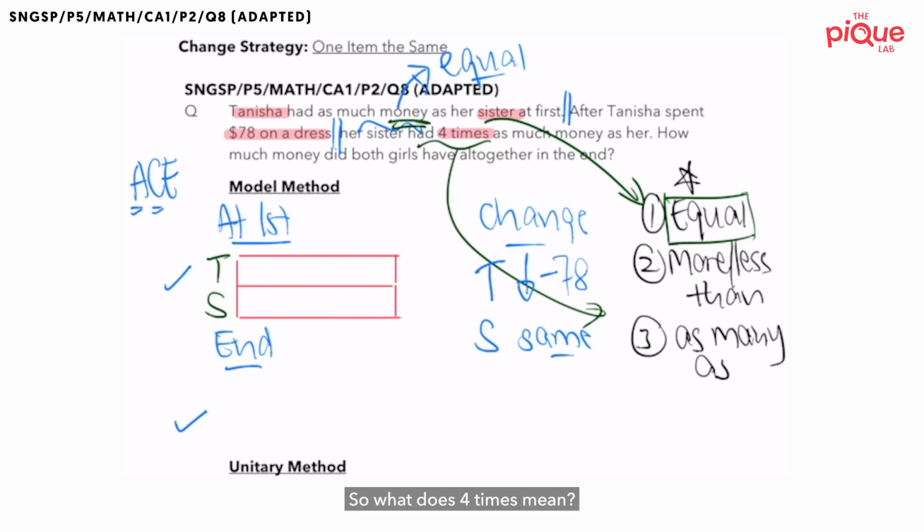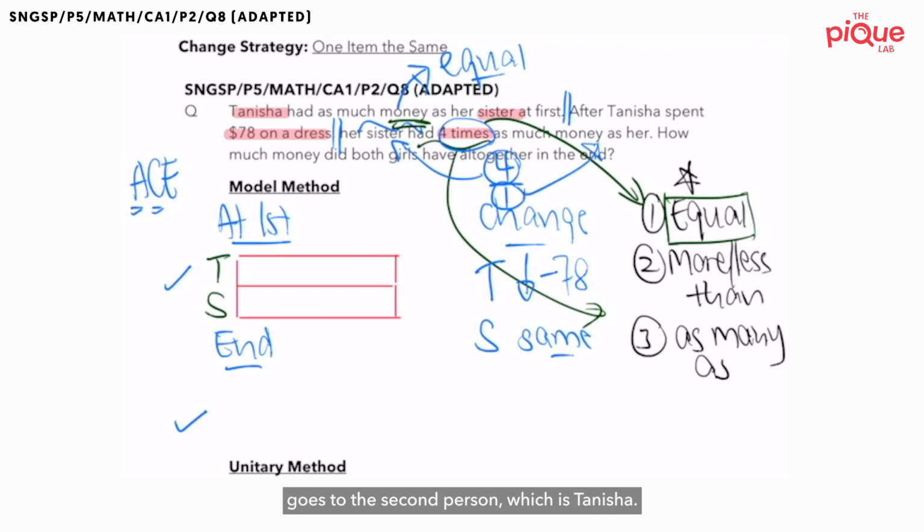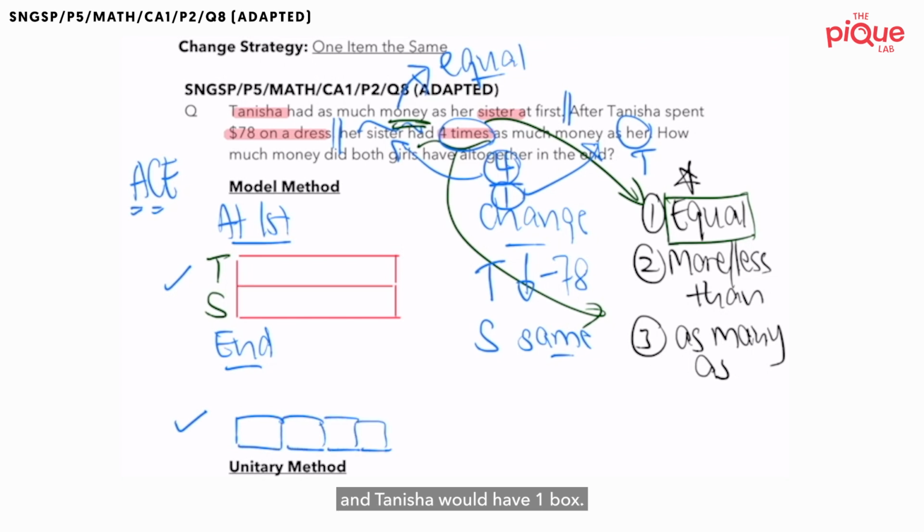So what does 4 times mean? 4 times, if we convert this to a fraction, it means 4 over 1. So the first number on top, which is the numerator, goes to the first person, which is her sister. And the second number below, the denominator, goes to the second person, which is Tanisha. Okay? At this moment, many of you will be excited to simply draw the model where the sister would have 4 boxes and Tanisha would have 1 box.